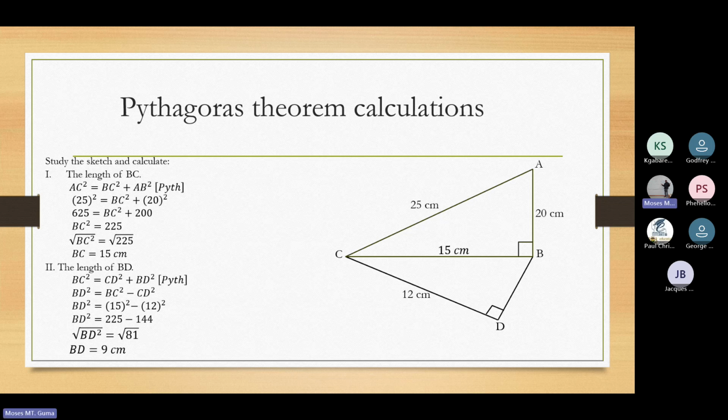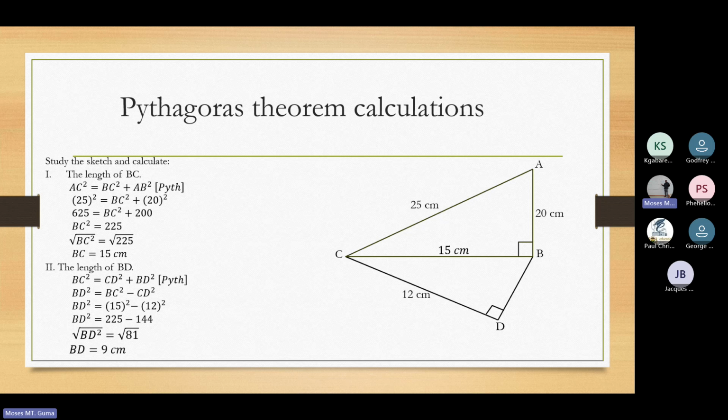There we go. The length of BC now is supposed to be calculated. We want to calculate BC. Look at the triangle that has got most information, triangle ABC. We know AC, we know AB. Now it means to calculate this side, I'm going to use triangle ABC. Let's do that. Now, AC squared, which is the hypotenuse, is equal to BC squared plus AB squared. That is the theorem of Pythagoras.